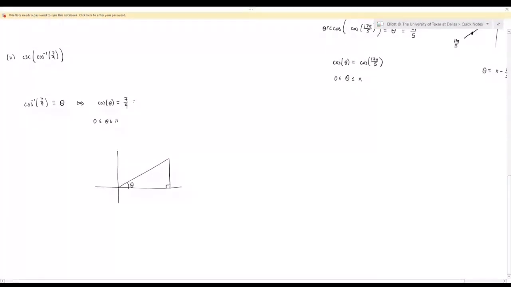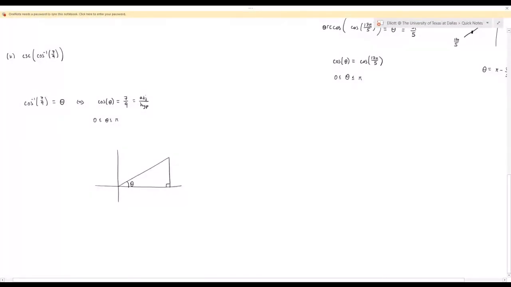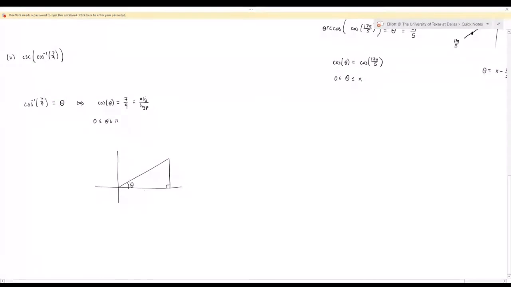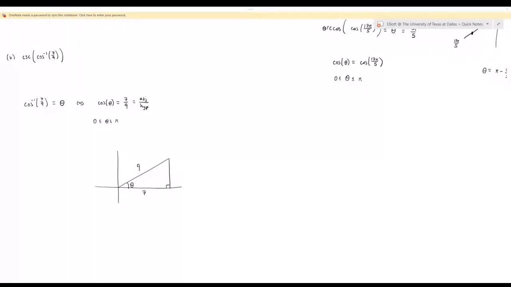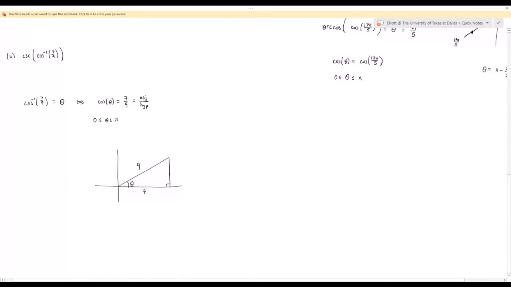And if I think of cosine as being the adjacent over the hypotenuse, then I can label the adjacent side as 7 for this right triangle, and the hypotenuse I can label as 9. So now we don't know the angle exactly, but we have a picture of it. And I want to know what is the cosecant of this angle.